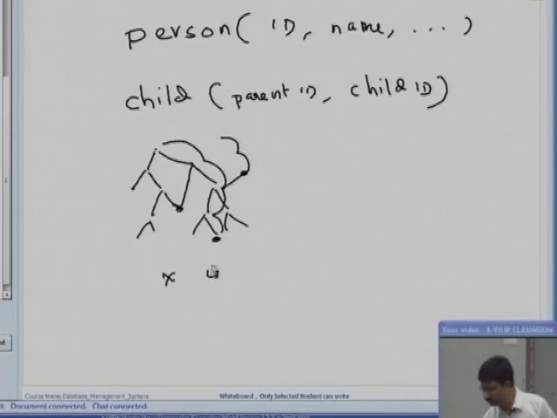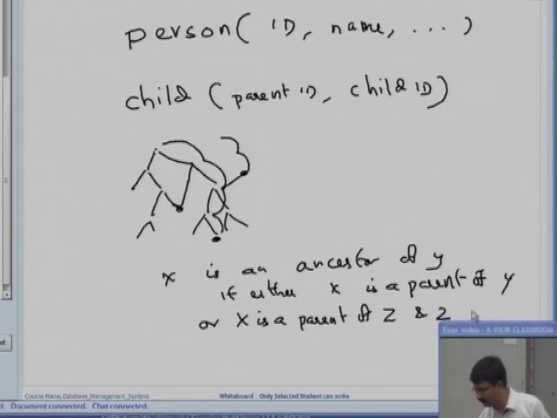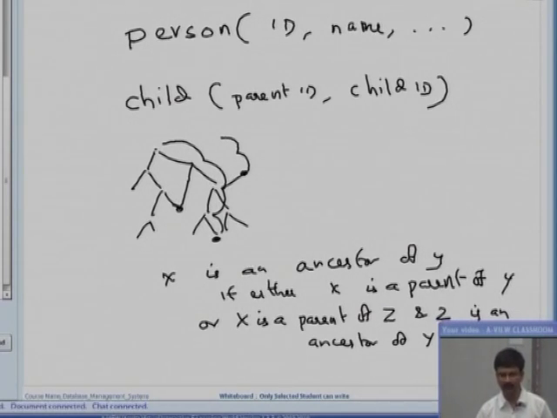In fact, it is possible to write this query using a recursive view definition which says roughly something like this. Do not worry about the syntax, but conceptually, X is a parent of Y means that X is an ancestor of Y. That is one case for X being an ancestor of Y. So we can say that X is an ancestor of Y if either X is a parent of Y, or X is a parent of Z and Z is an ancestor of Y. So this is a simple recursive definition of who is a parent and who is an ancestor.